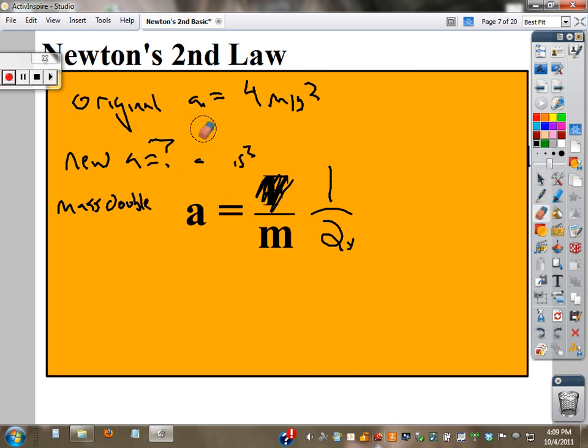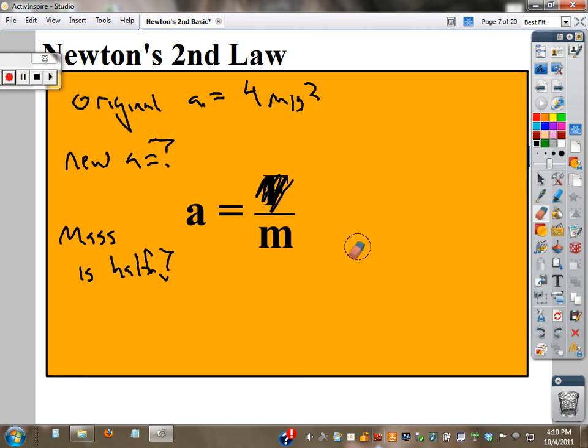Let's try another one. What is the new force if mass is now half? Okay, let's think. If mass is getting smaller, acceleration gets bigger. How much bigger? Well, it's decreasing by a factor of 2. So that means acceleration increases by a factor of 2, and it's 8 meters per second squared.